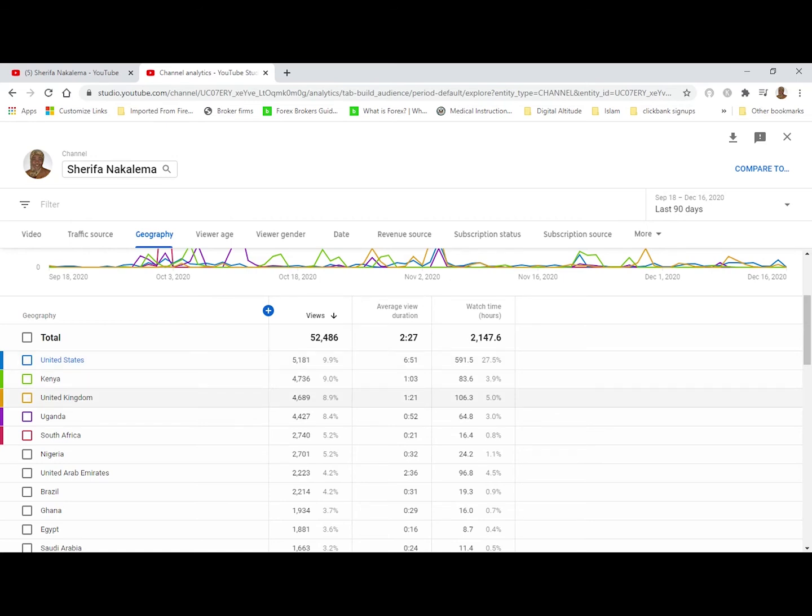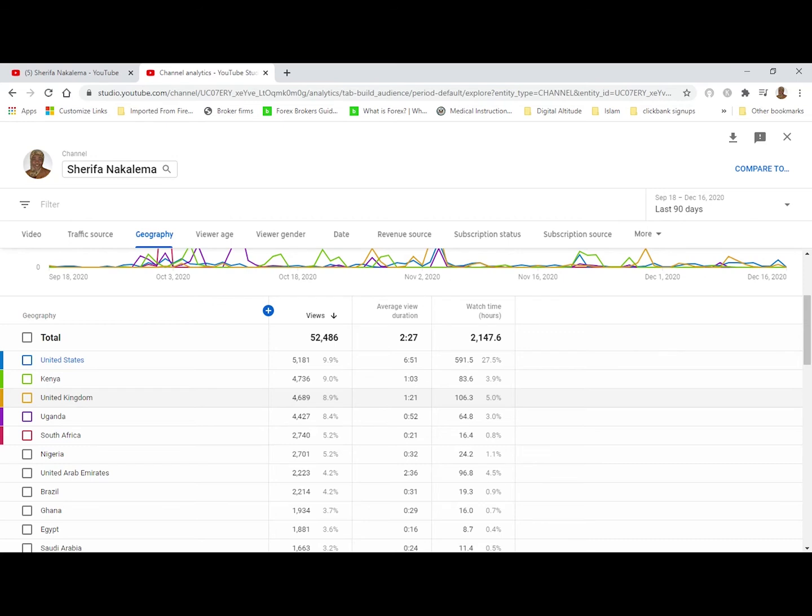But look at Kenya, staying on average about 1 minute. But for Kenya, I know that they may have some data issues over there, so I can't judge it by saying they don't like what I do on the channel. But let me show you where I think many people don't like much of what I do: a country like the UK. I don't think in the UK they have data issues, but the average is 1 minute 21 seconds.